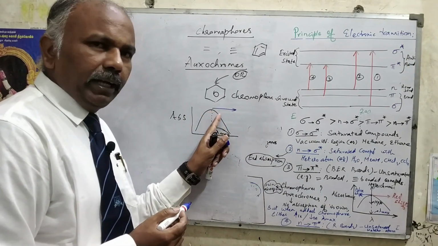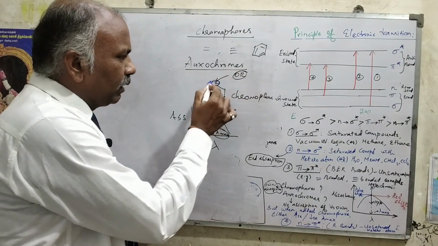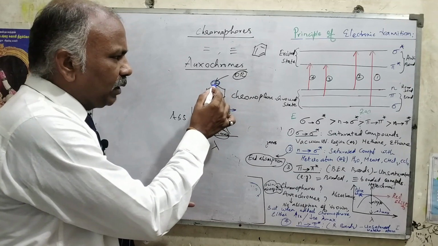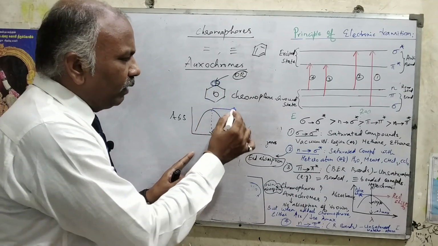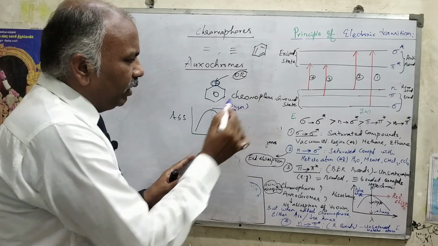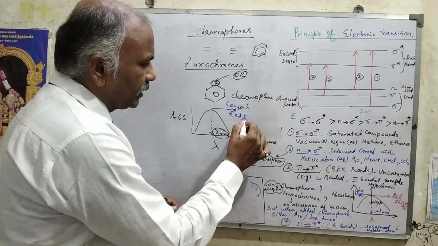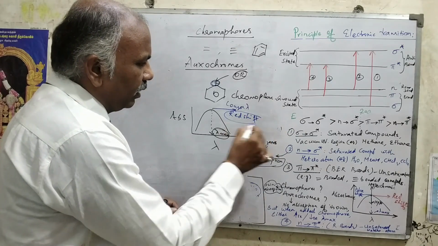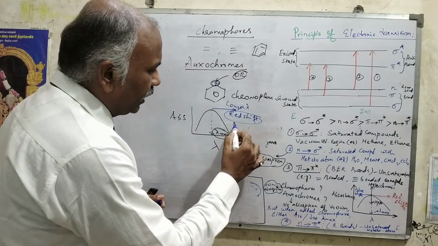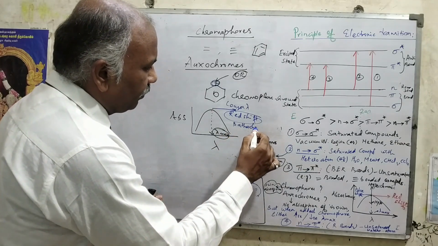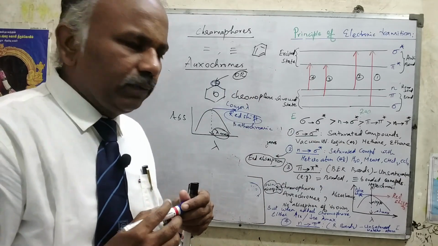If I shift the lambda max because I am attaching some group here, after the attachment of the group on the chromophore, if I attach the auxochrome on the chromophore, if the lambda max is shifted towards the longer wavelength region, right? This is the longer wavelength region, then the shift is called red shift. This is called red shift, which is also called bathochromic shift. The shift is called red shift or bathochromic shift.